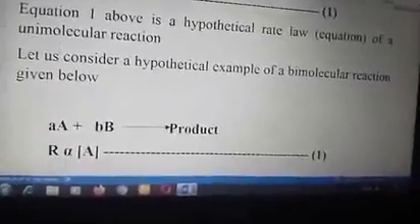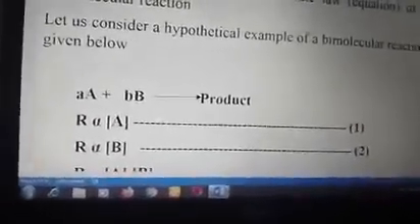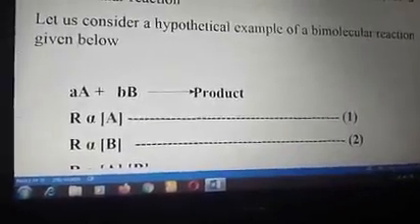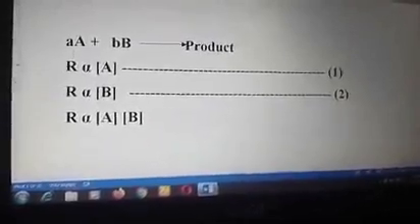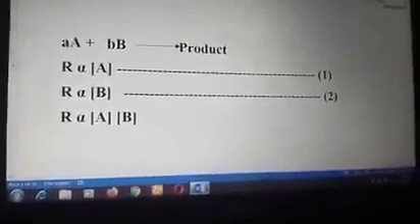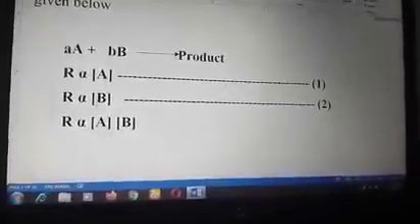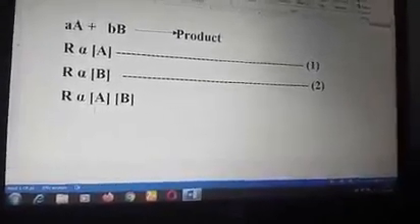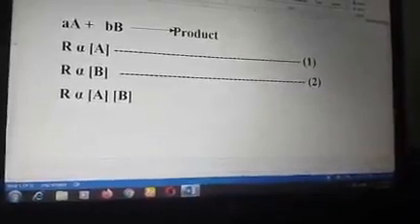So now let us consider a particular example of a bimolecular reaction. Let's look at the bimolecular reaction involving two different reactants, capital A and capital B, giving us product, where small a and small b are the stoichiometric numbers of moles. So the rate of reaction varies with the concentration of each of the reactants. R varies as the concentration of A, and also R varies as the concentration of B, A and B being reactants. Putting them together, we can say rate R varies as the concentration of A multiplied by that of B. So you see that is a bimolecular reaction. That's why the rate varies with the concentration of two different reactants.